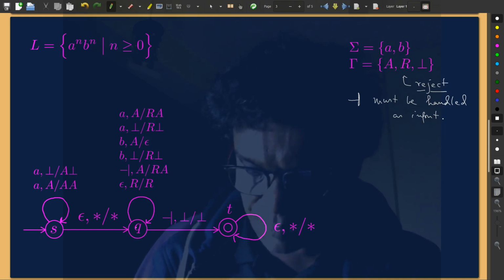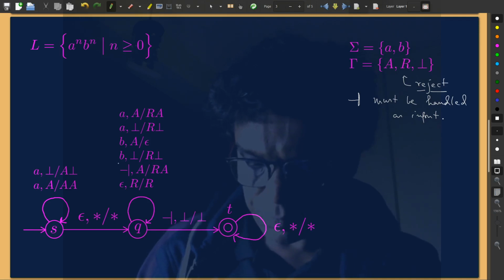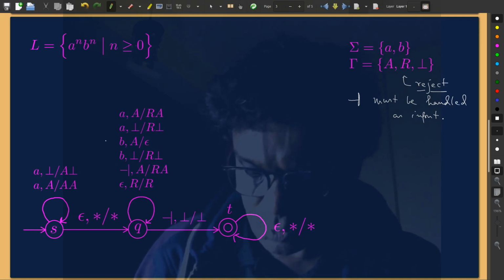And you understand that the purpose of the state q is to match B's against these capital A's that are stored in the stack. So if a B is read from the input and one capital A is on the top of the stack, it is simply popped out. Otherwise, two things may happen. First, let us look at these two. So this is fine. This is like the earlier thing: matching one B against one A already read in this state.